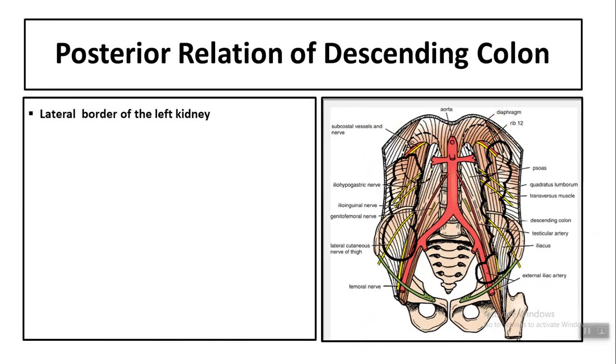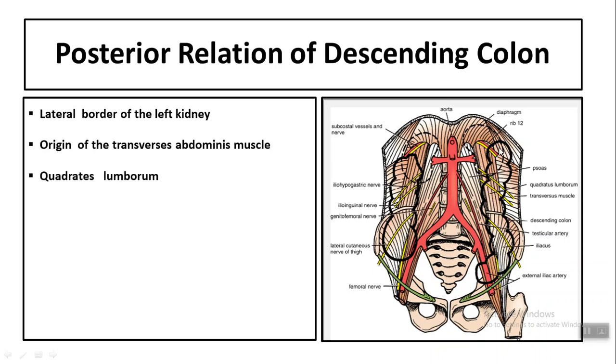What are the posterior relations of the descending colon? These are structures of the posterior abdominal wall. First, the lateral border of the left kidney, because the kidneys are tethered to the posterior abdominal wall. So one of the posterior relations of the descending colon is the lateral border of the left kidney. This is the left kidney. The origin of the transversus abdominis muscle.